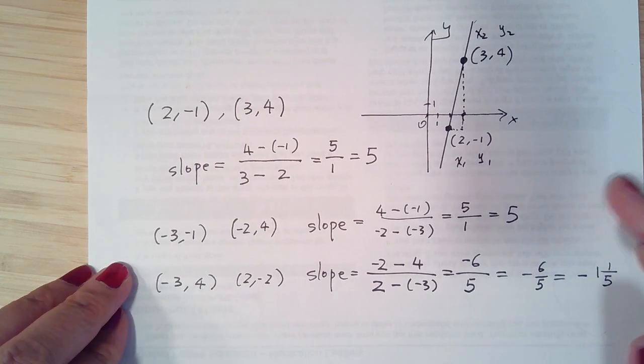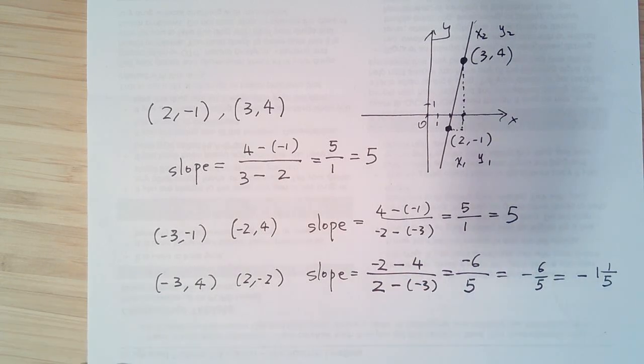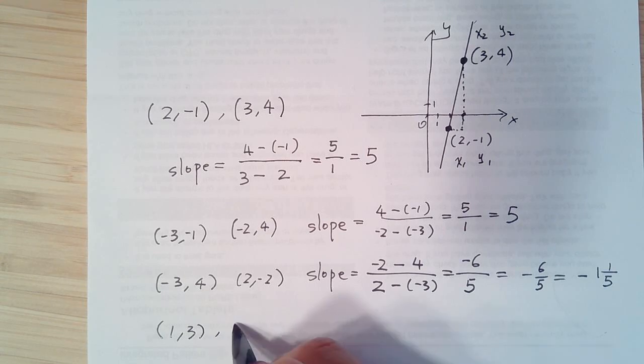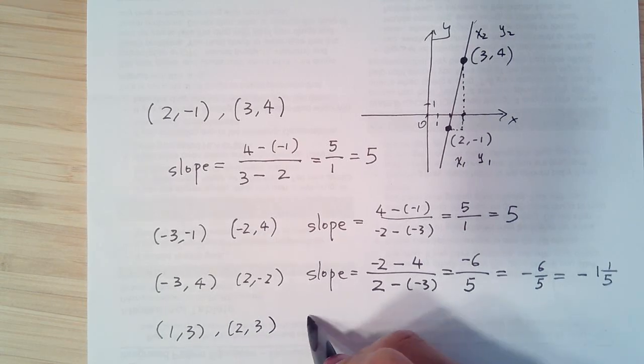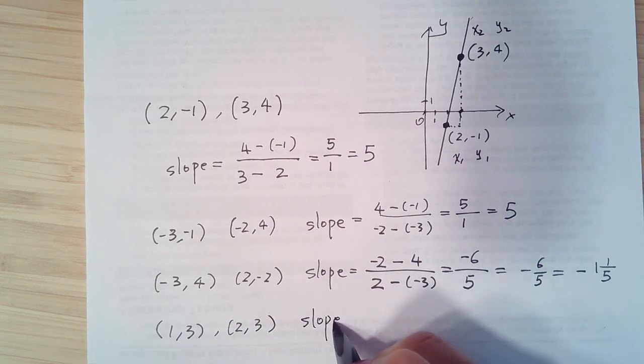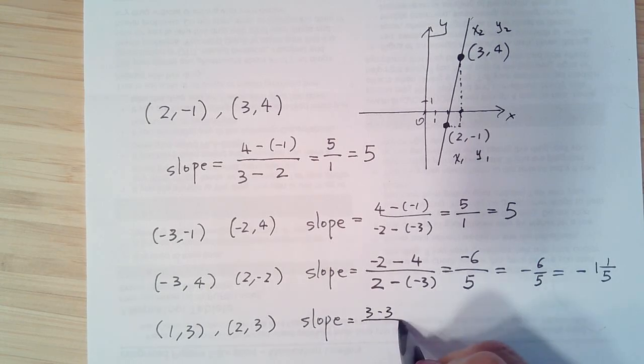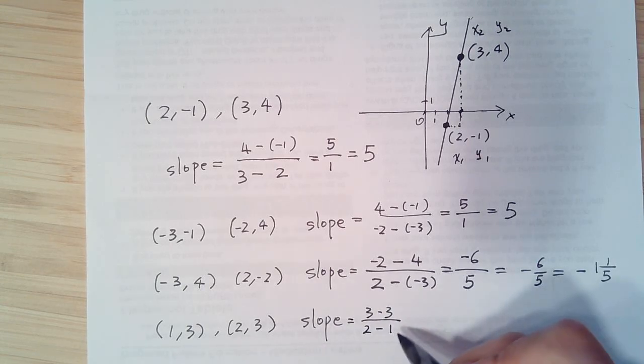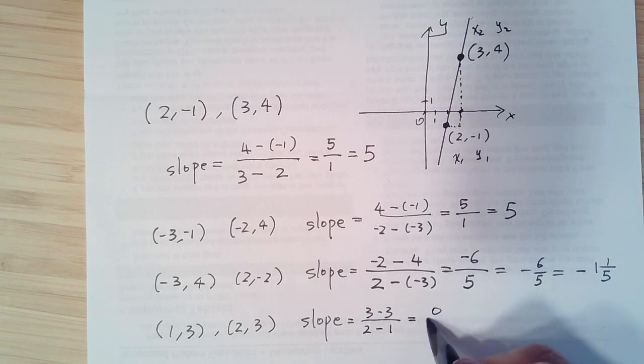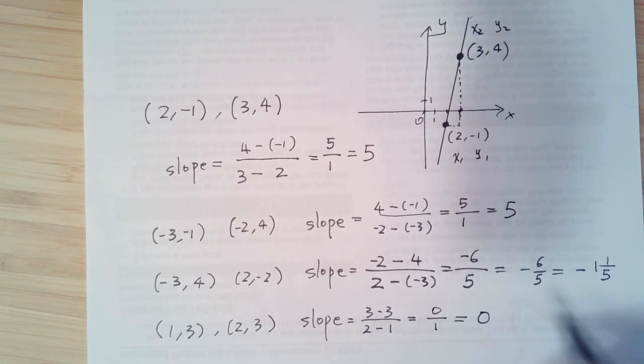All right. Now I will ask you to do 2 more. One is (1, 3). The other one is (2, 3). Slope equals 3 minus 3 on top, 2 minus 1 at the bottom. So that will be 0/1. So the answer is 0. What do you have? You have a 0 slope. I'm going to talk about this later.